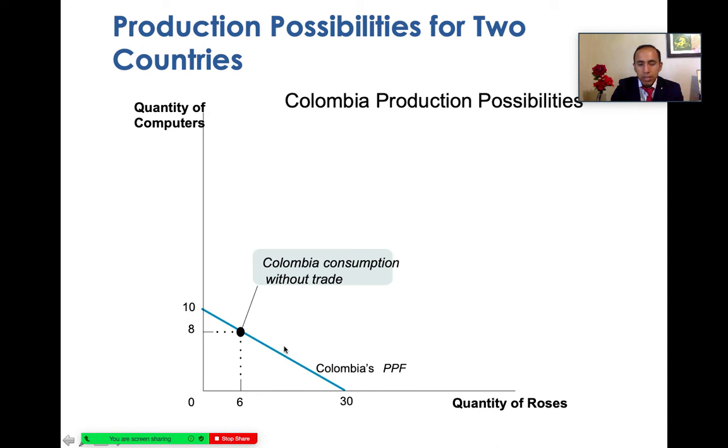Another computer, your production of roses declines by 3. So it simply is 10 over 10. In this case, it's inverse: 30 divided by 10 is 3. If you produce 10 computers, you give up 30 roses, or if you simplify it, it's 3. For every 1 computer produced, you give up 3 roses. If you're doing the total production, for every 10 computers produced, you have to give up 30 roses. 30 divided by 10 is 3. For 1 computer produced, you give up 3 roses.